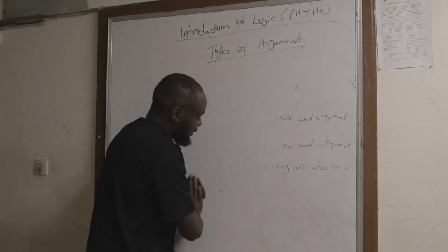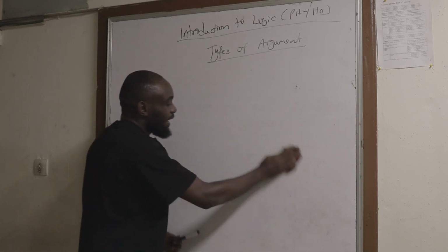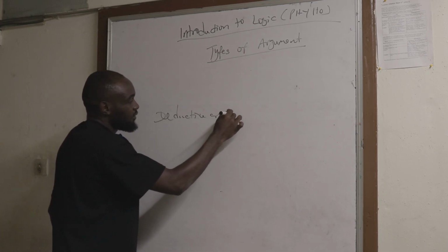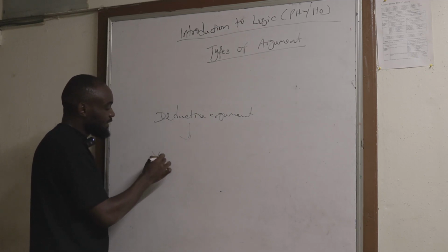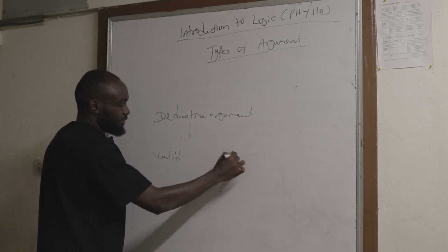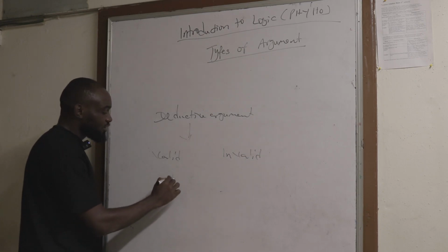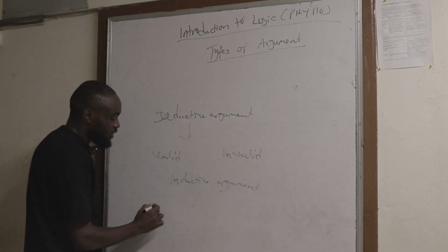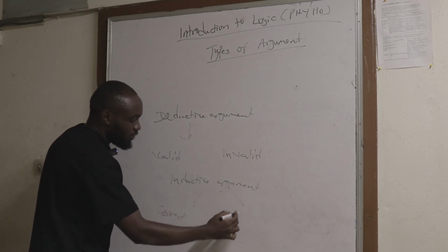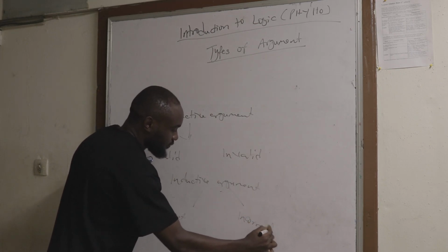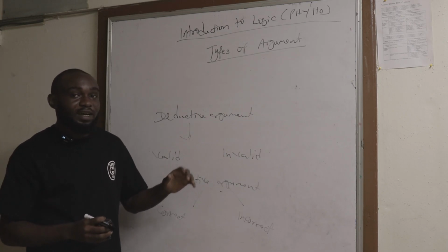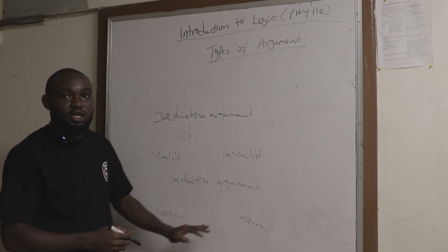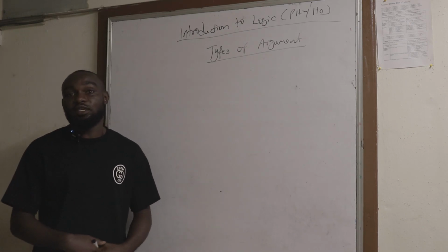So having said that, it is worthy to know that, let's start with a deductive argument. A deductive argument can either be valid or invalid. Why an inductive argument? Inductive argument can either be correct or incorrect. So the concept of validity applies to deductive argument. Concept of correctness and incorrectness applies to what? Inductive argument.